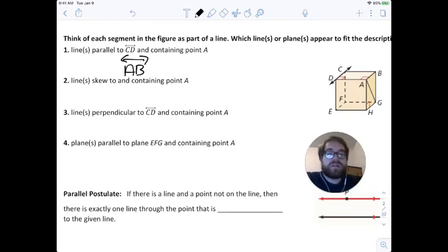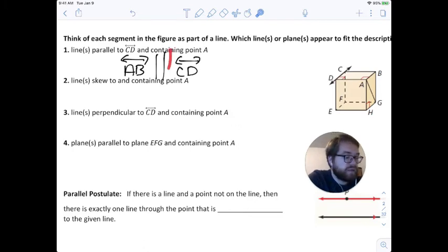One thing I do want to note is, and it's in your notes, but I just want to make sure you're paying attention to it. When we use this double line symbol, that is the symbol for parallel. So I would read this statement as line AB is parallel to line CD.